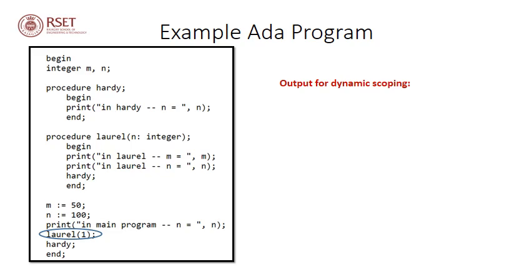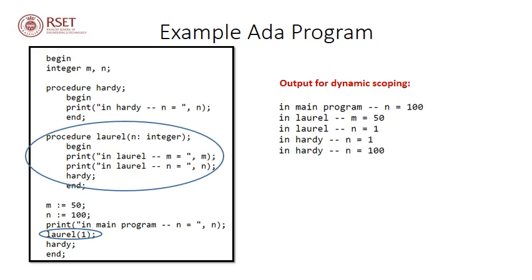Within Laurel, we have the first print statement, "in Laurel, m is equal to". Now, the compiler will check if m is defined or declared within the procedure Laurel. If it is not declared within Laurel, it will look for the most recent binding. We know that Laurel has been called directly from main. So the most recent binding of m is 50, the binding of the global variable m. That value will be taken up and it prints in Laurel m equal to 50. Next we have the statement "in Laurel n is equal to", and here in Laurel we have an argument n which is assigned the value 1.